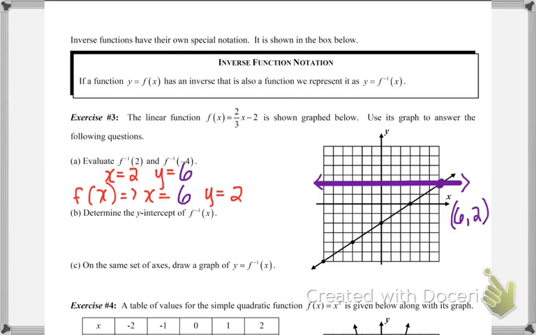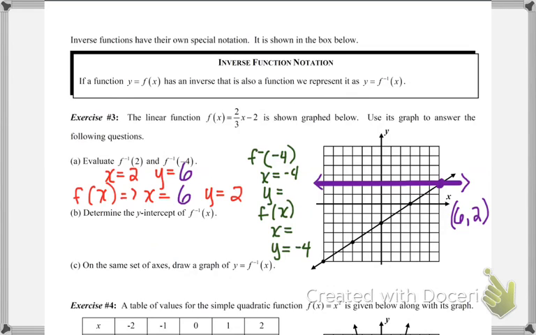Now let's do the inverse of f at x equals -4. So we want to find out what is y equal to. So that means in our original, we don't know what x is equal to, but we know y was equal to -4.